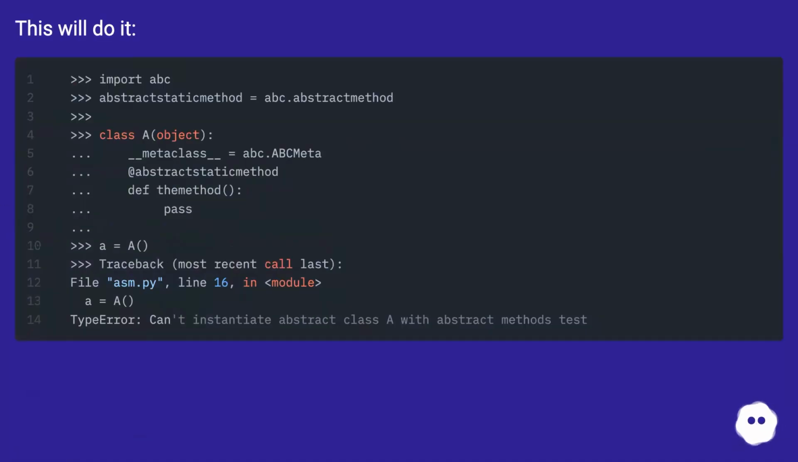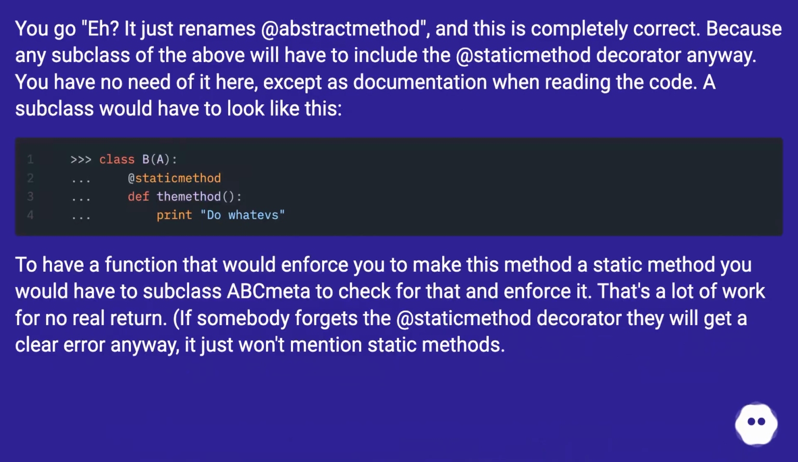This will do it. It just renames the abstract method, and this is completely correct, because any subclass of the above will have to include the staticmethod decorator anyway. You have no need of it here, except as documentation when reading the code. A subclass would have to look like this.